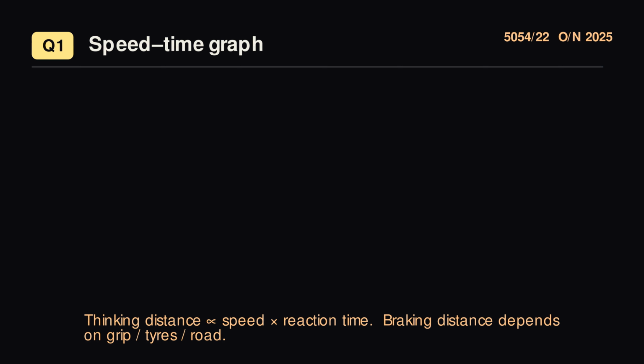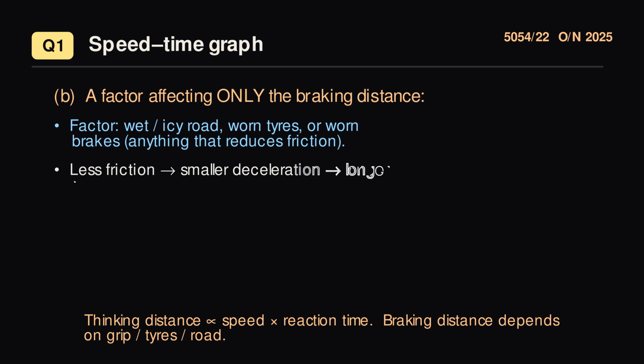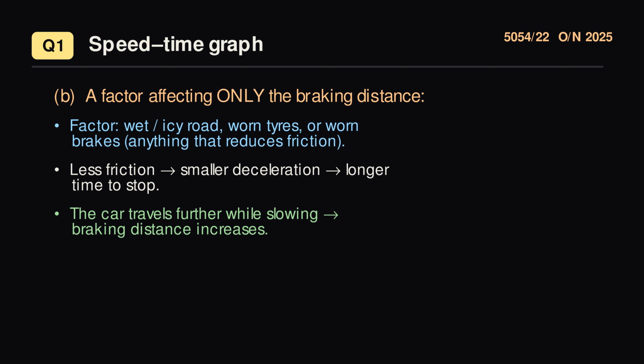Part B. A factor affecting only the braking distance. A wet or icy road, worn tires, or worn brakes reduces friction. Less friction means smaller deceleration and a longer braking distance.